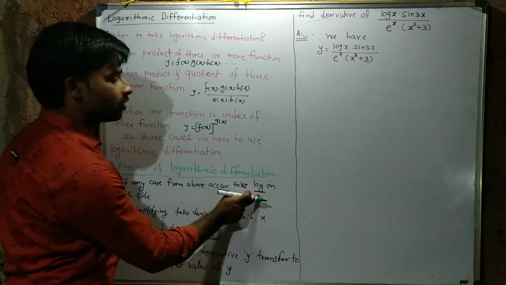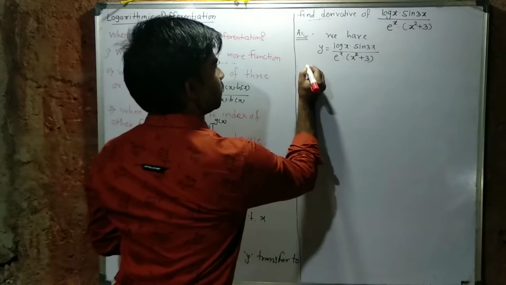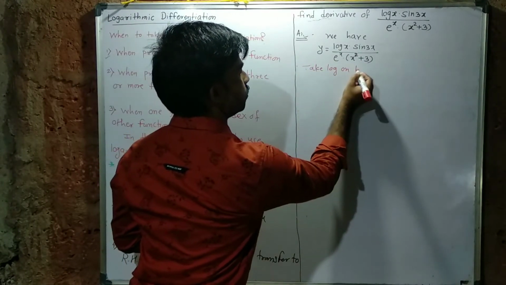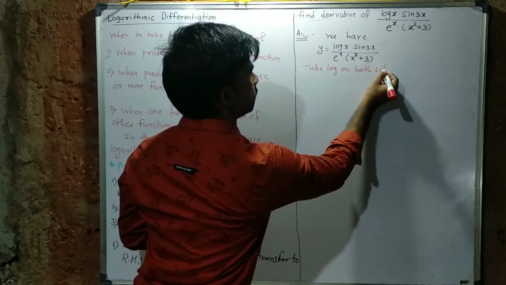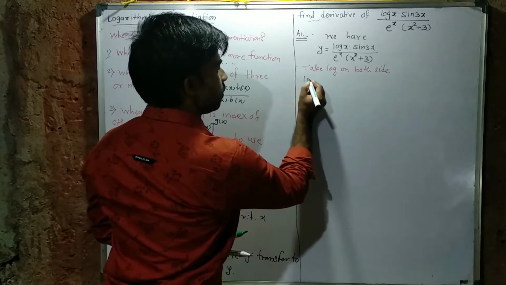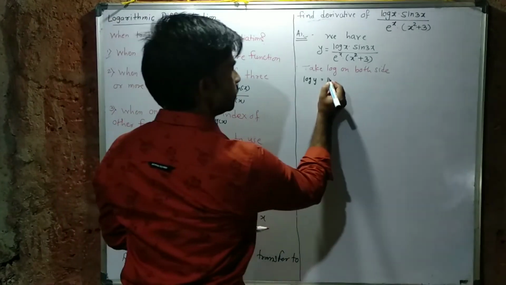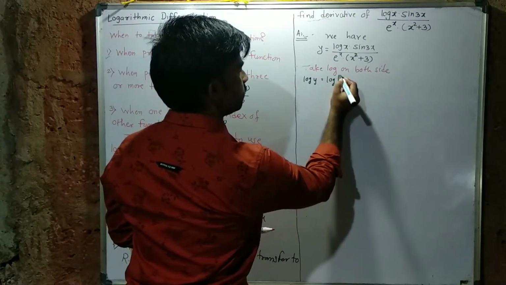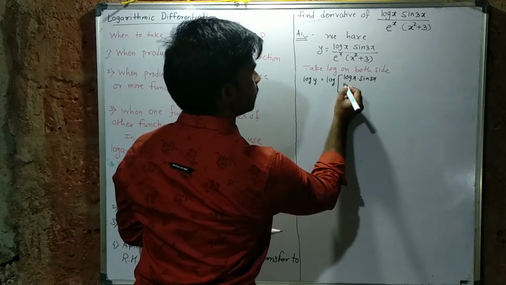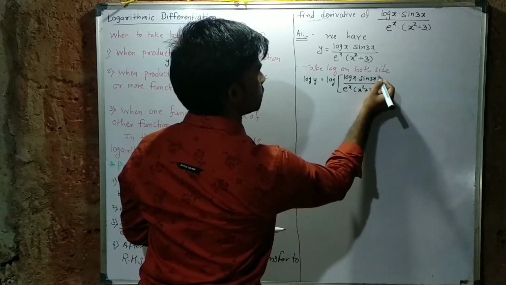Inside this, first of all we have to take the log on both sides. That means here we take log on both sides. That means we will get log y is equal to log of log x into sine 3x divided by e raised to x into x square plus 3.